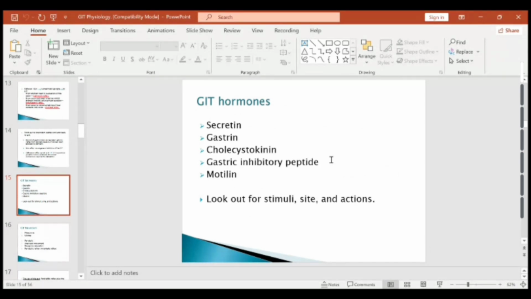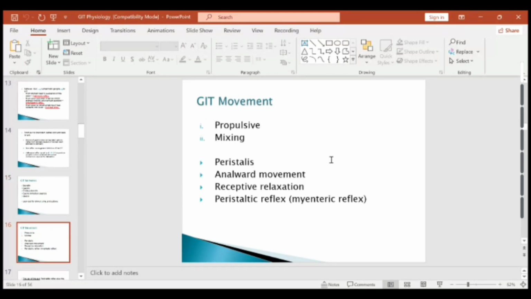These are the hormones available that I've been mentioning. We have the secretin, gastrin, cholecystokinin, gastric inhibitory peptide, and motilin. So the function is either to stimulate or inhibit the GIT movement. We have two types of movement. We have the propulsive movement. So the movement of propulsion is to ensure that the content, in this case the food, either digested or semi-digested or fully digested, moves along. And the process of mixing, what you call the chyme sometimes.